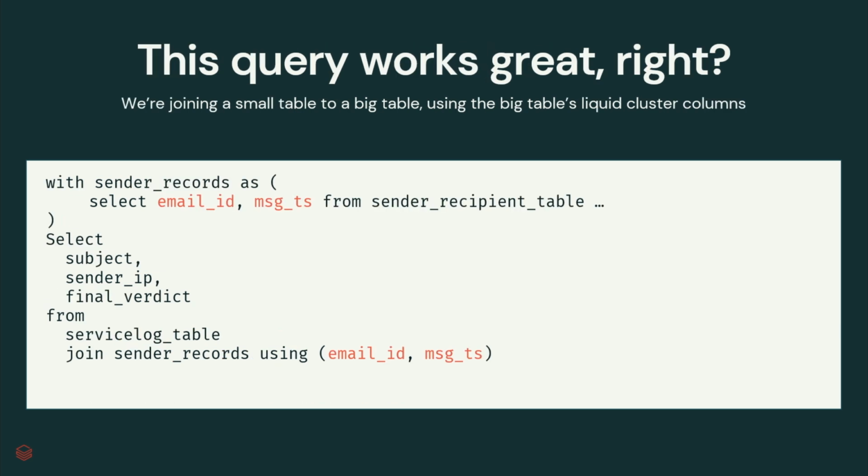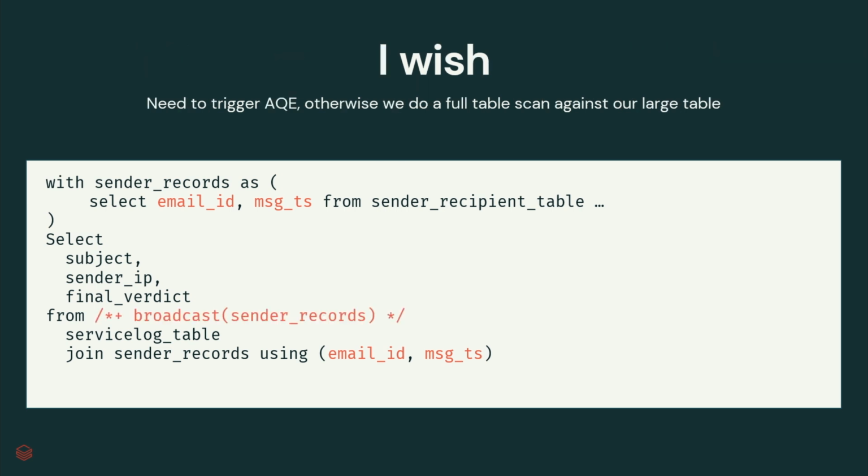So we have our fast secondary table, and we have our main table with all our information. Here's a join between the two. This query must work great, right? I want to know the subjects from the email sent by a specific sender. So we use that secondary table to filter down to just the records we care about, and grab that from the main table. What could go wrong? If you run that query, it's going to be a catastrophe.